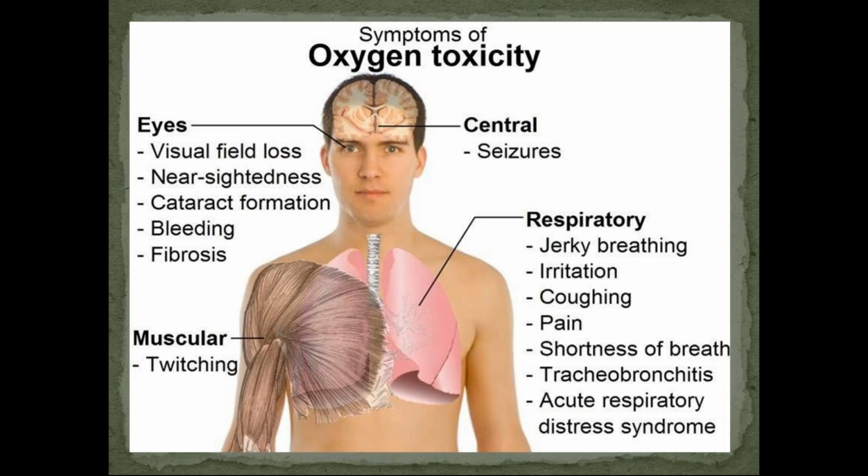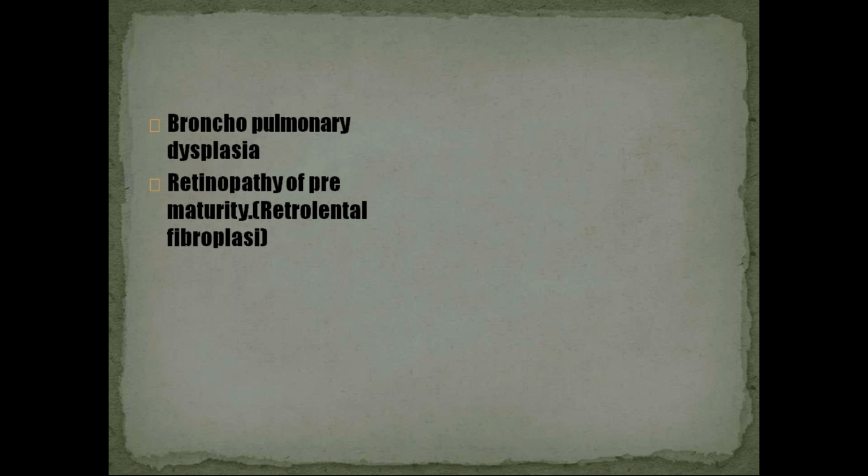These are the symptoms of oxygen toxicity. Central nervous system: seizures. Eyes: visual field loss, nearsightedness, cataract formation, bleeding, fibrosis. Muscular: twitchings. Respiratory: jerky breathing, irritation, coughing, pain, shortness of breath, tracheobronchitis, and acute respiratory distress syndrome, ARDS. Bronchopulmonary dysplasia and retinopathy of prematurity can also occur.